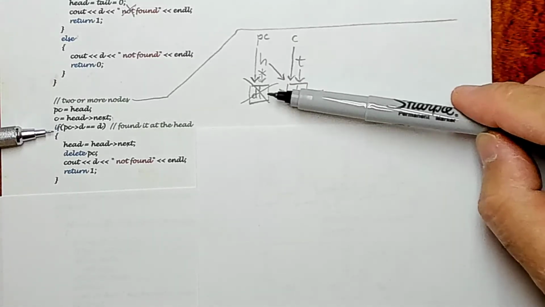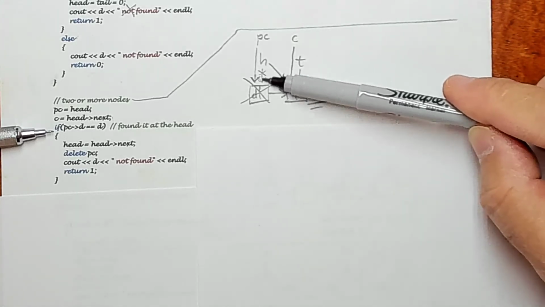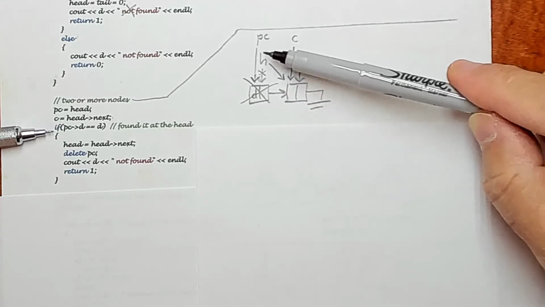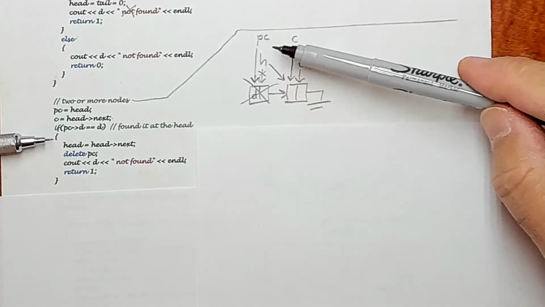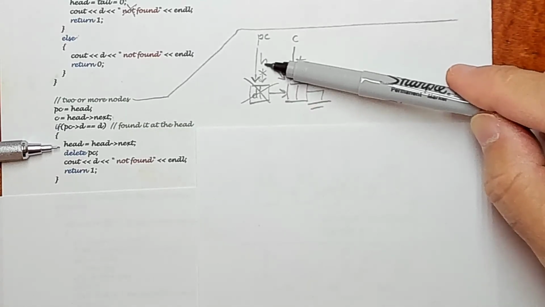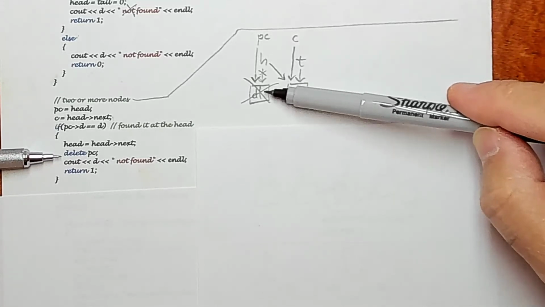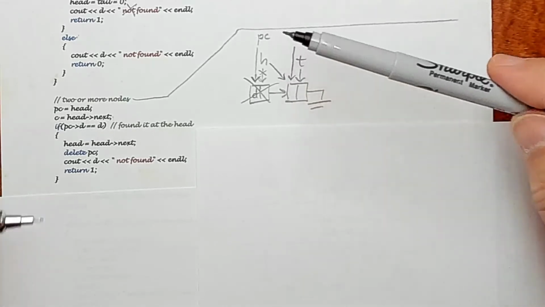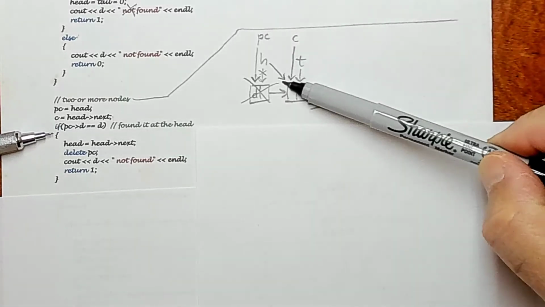But if the data that you're seeking is at the head, you have to do this stuff right here. You have to scoot the head pointer down so that it points to the next item. Then you have to delete this node up in here, all right, and return 1. So that's what's happening here. You head equals head next. You're updating this head pointer so that it points to the next item. Then you're deleting the node, this node over here, using the PC pointer, and then you return. So that's what you do if the data was found at the head. You have to scoot the head pointer down, basically.